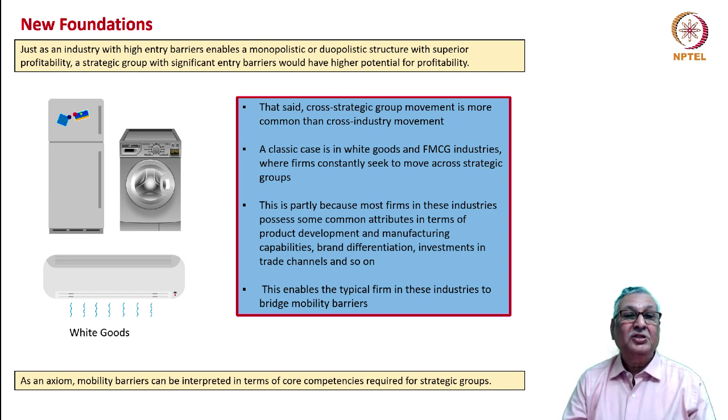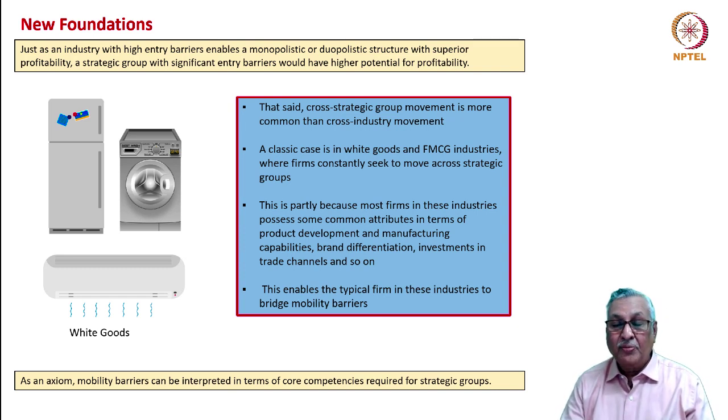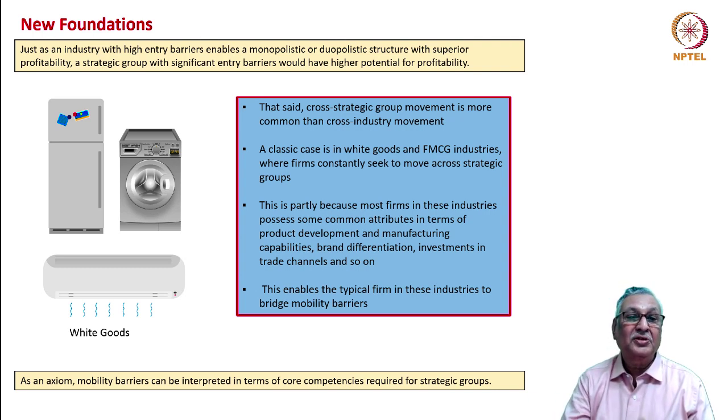Just as an industry with high entry barriers enables a monopolistic or duopolistic structure with superior profitability, a strategic group with significant entry barriers or mobility barriers would have higher potential for profitability. Let us look at the white goods sector. If it is very difficult to enter a vacuum cleaner business with a technology which is superior to bag-free technology, it is a mobility barrier.